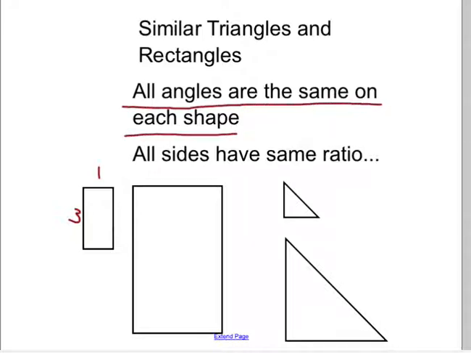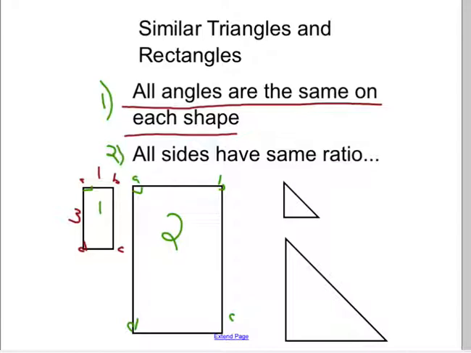So this one's fairly simple, but if we label this A, B, C, and D, those angles on the second rectangle would be the same. So if this is rectangle 1 and this is rectangle 2, A, B, C, and D are all 90 degrees, as you can see. So that's the first condition. The second condition is that all sides have the same ratio.